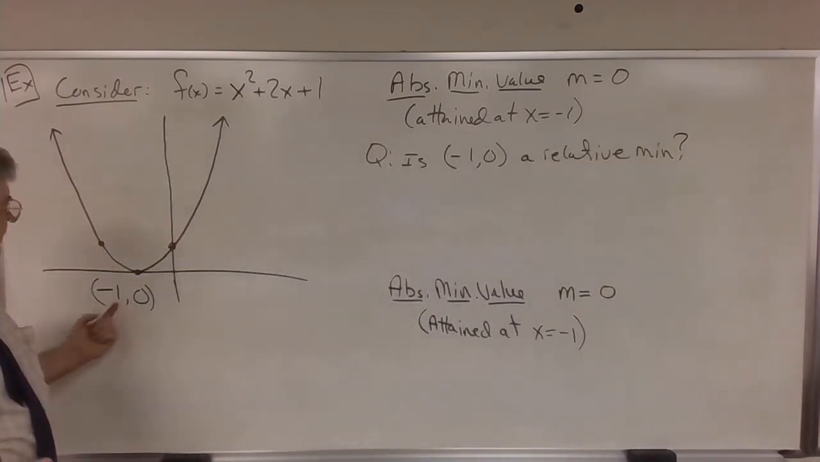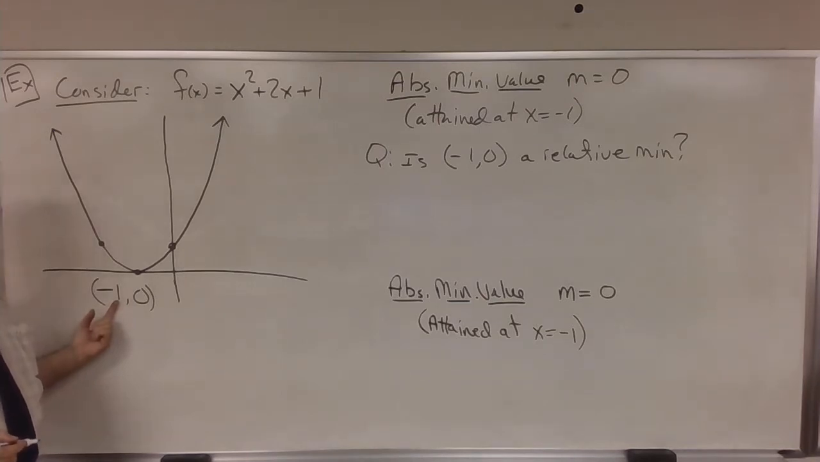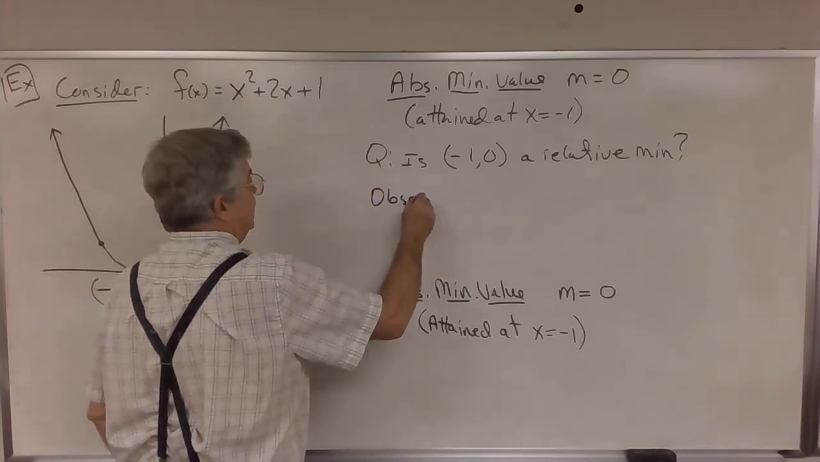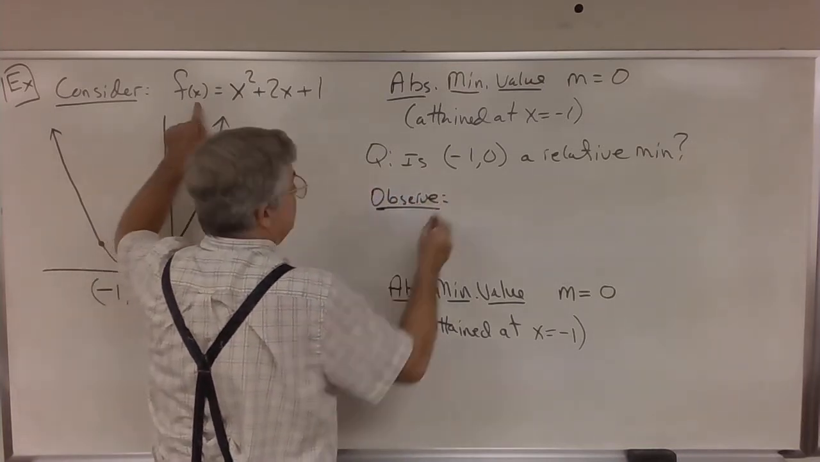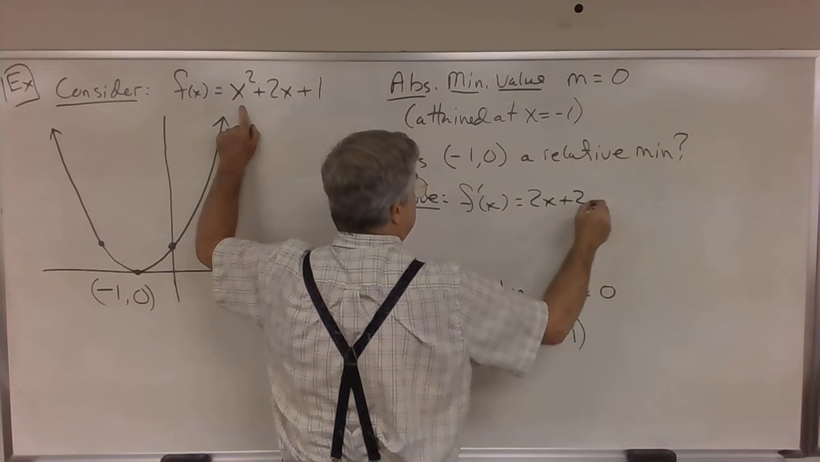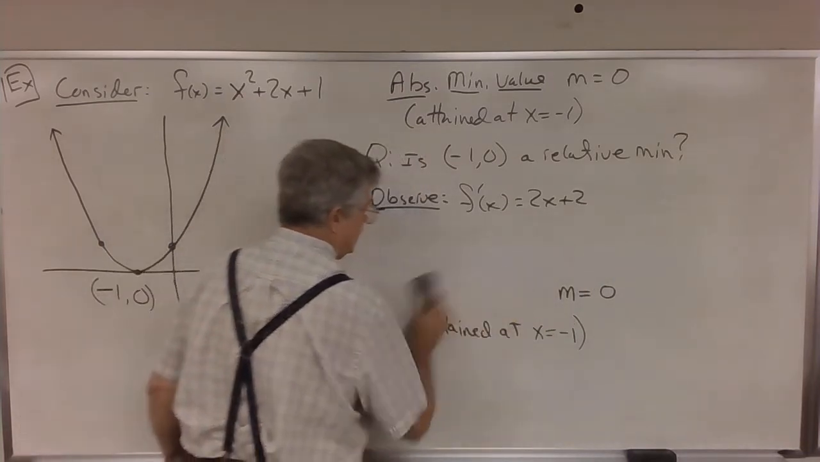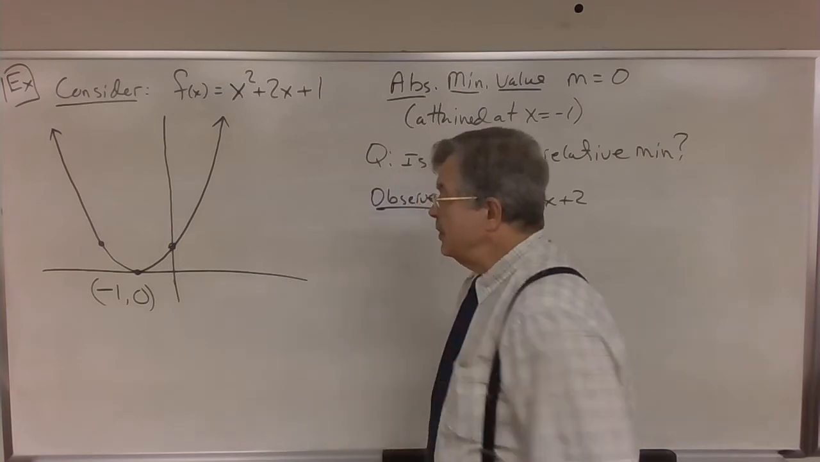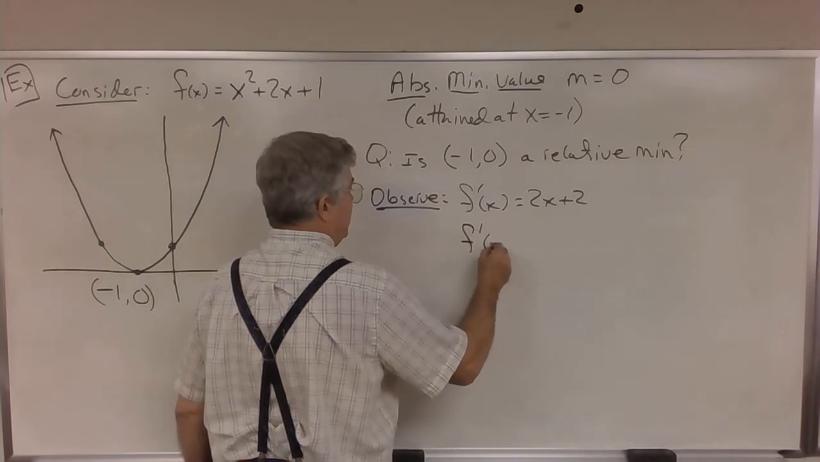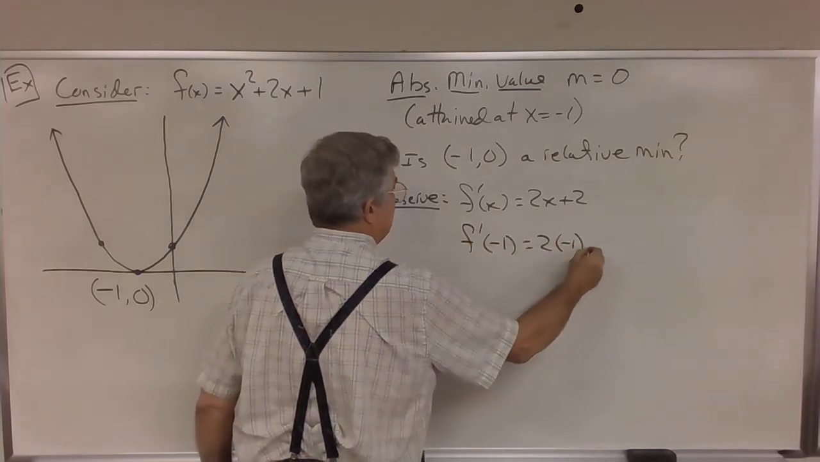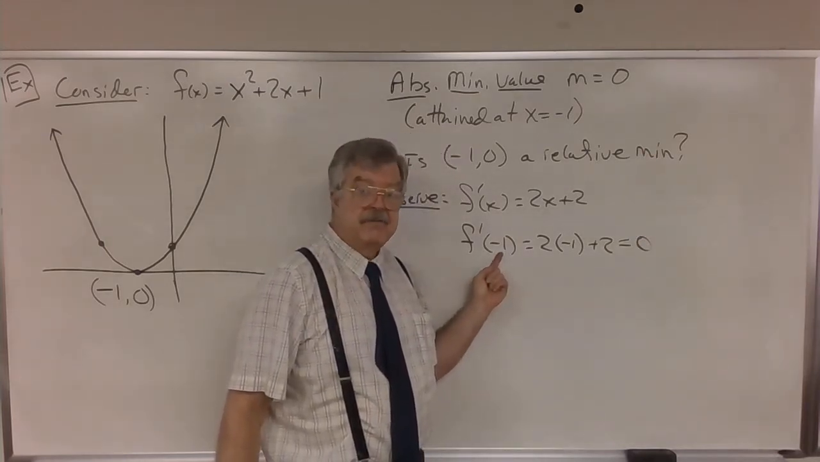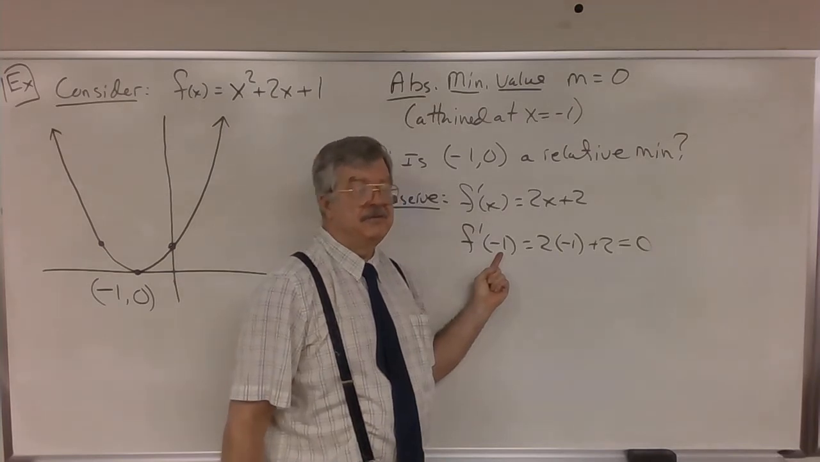If this is a relative min, then x equal -1 has to be a critical number. Let's see. We'll compute the derivative, f prime of x, and we're going to get 2x plus 2. And when we plug -1 in there, what happens? f prime of negative 1 is 2 times negative 1 plus 2 equals 0. Negative 1 is an x value that makes the derivative 0, so yes.